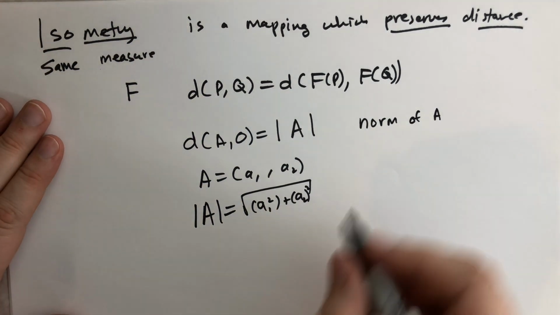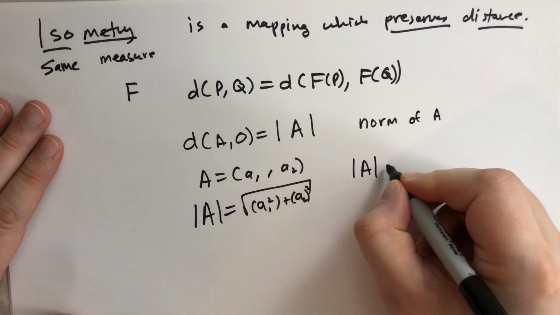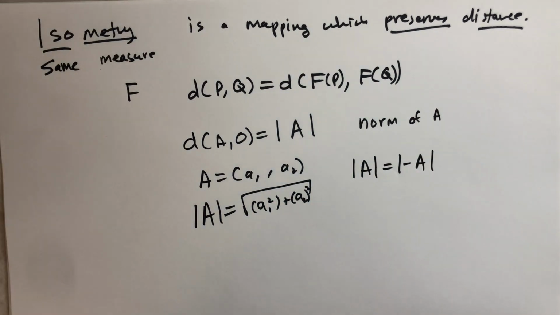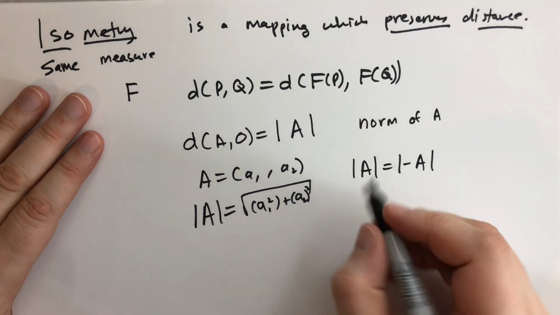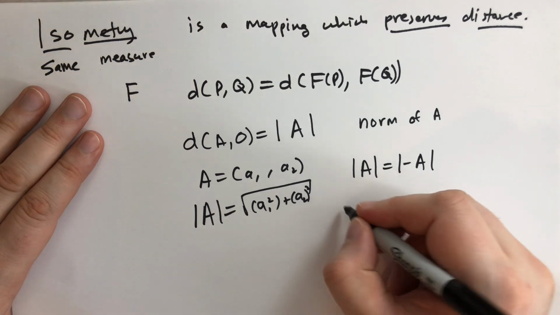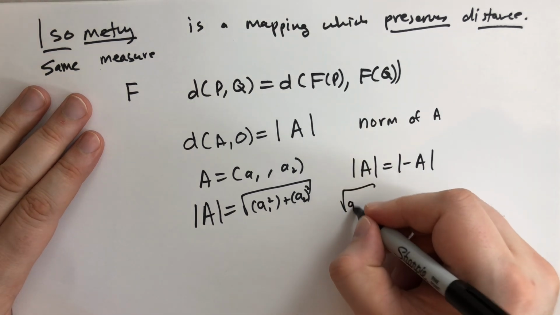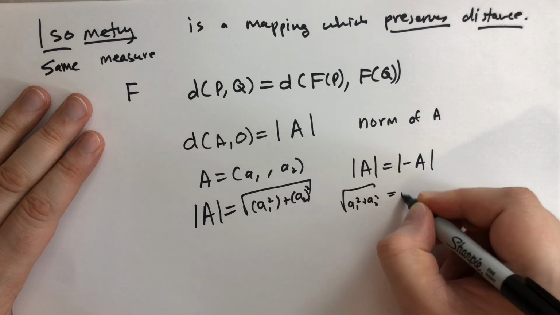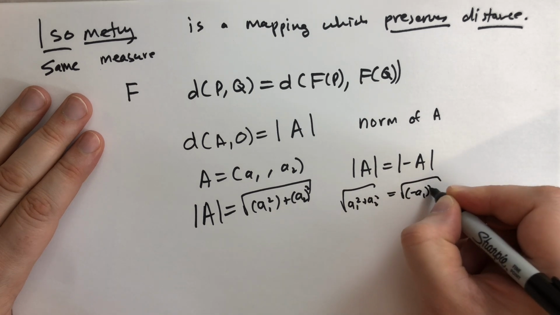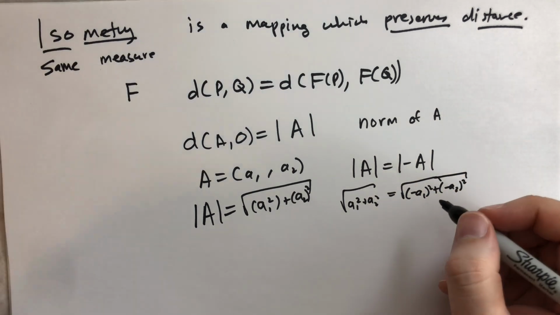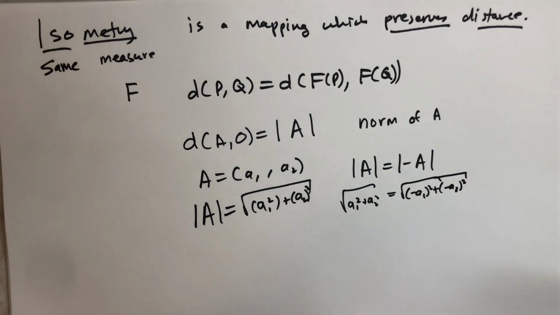Now, can you prove that the norm of A is the same as the norm of minus A, negative A? All right, this should be pretty easy because the norm of A is defined to be the square root of A1 squared plus A2 squared, and this is the square root of (minus A1) squared plus (minus A2) squared. So that's pretty easy because when you square a negative, it becomes positive. That's pretty easy to prove.